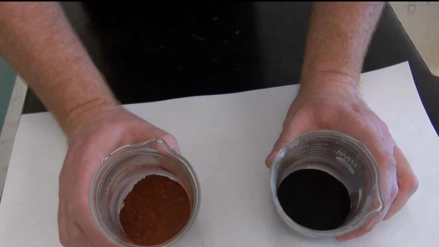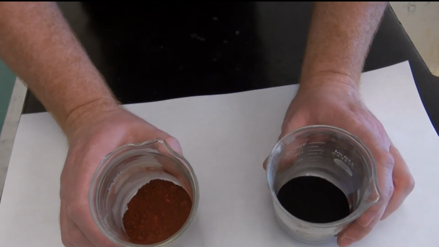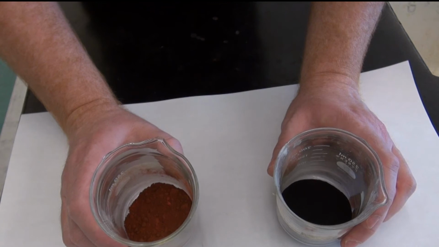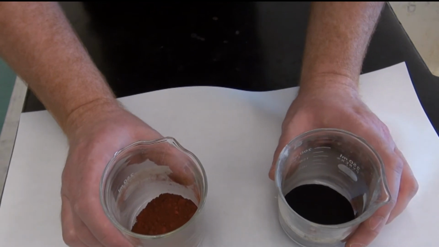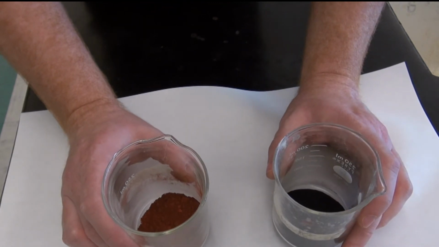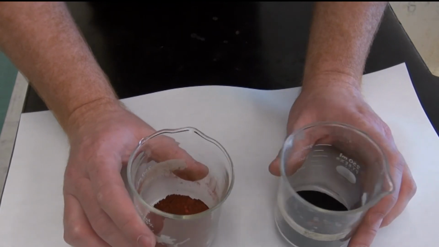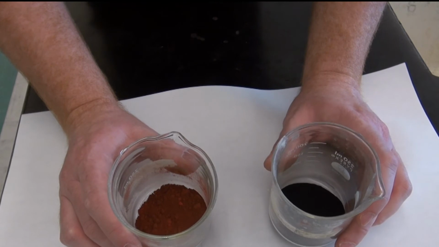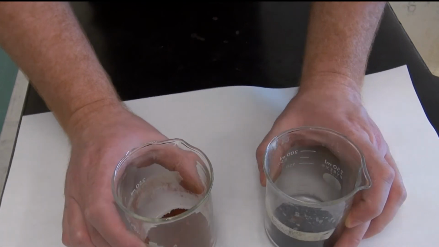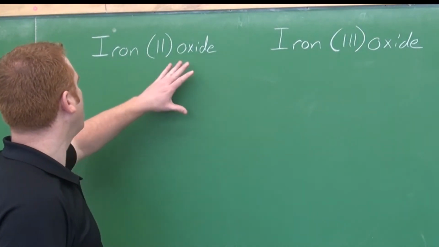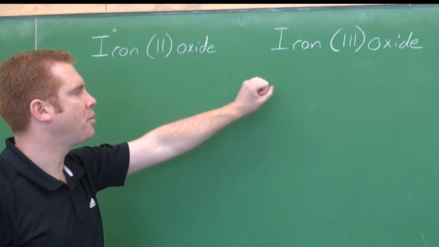So obviously there's some differences here with their physical properties, and if we were to go through and test their chemical properties, we would find some differences as well. Let's take a look at what is happening here and how do we show that there are differences between these substances that are made of the exact same elements. Those two substances we had were iron 2 oxide and iron 3 oxide.